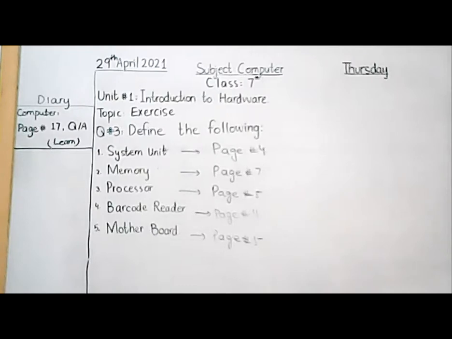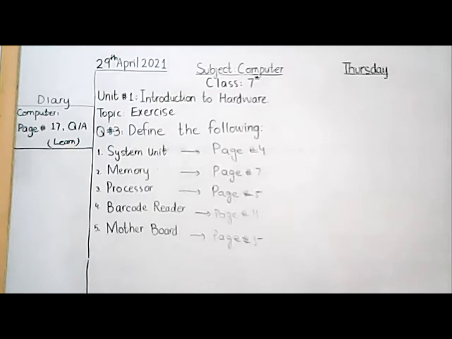Okay, RAM stands for dash. A, random access memory. B, random analysis method. C, readable memory. D, random available memory. What will be the right answer? Random access memory. Very good.